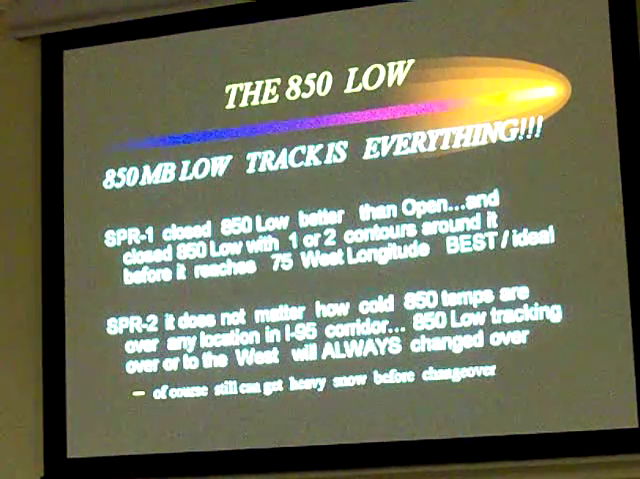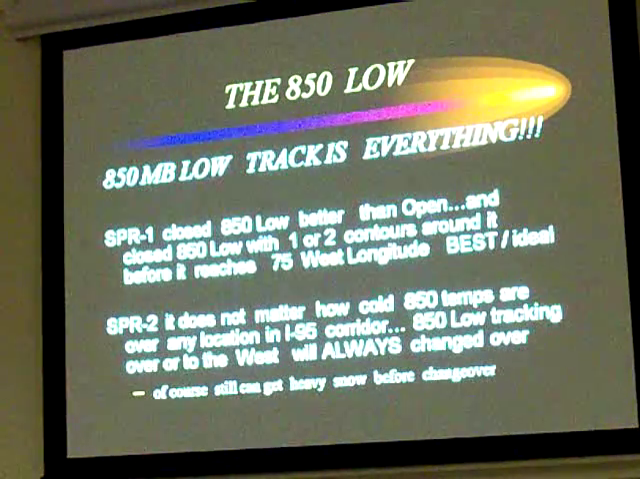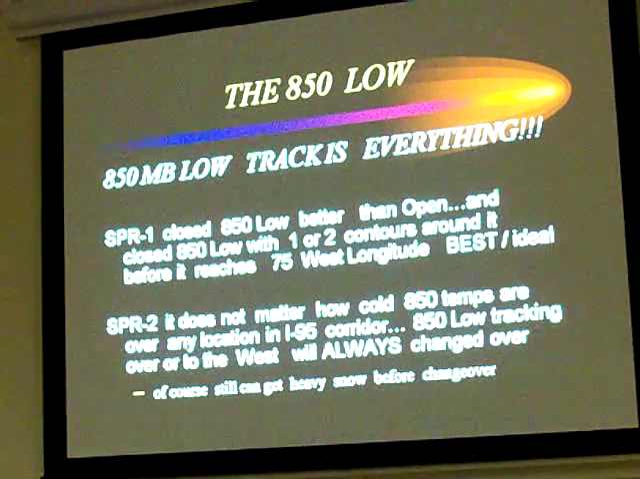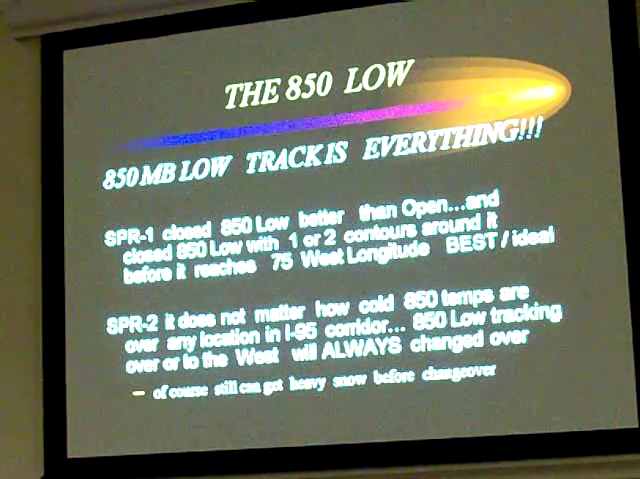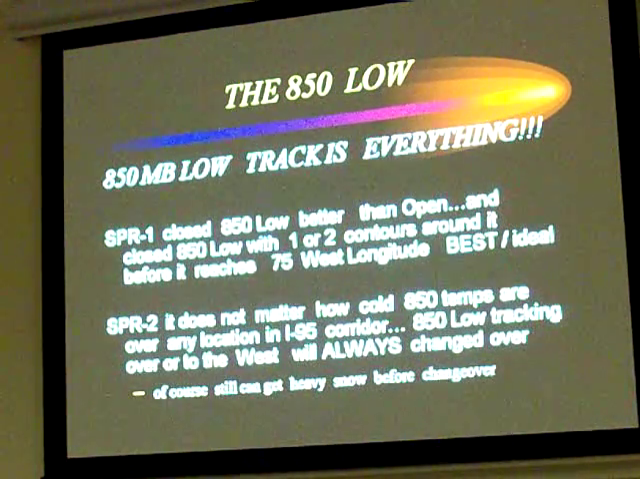January 1966, the Great Blizzard: 850 temperatures, 48 hours before the start of the event in New York City, were minus 22 Celsius. And it went over to rain. If your 850 low is going to the west, you'll change over. Now, it doesn't mean you're not going to get heavy snow out of it. But you'll change over.